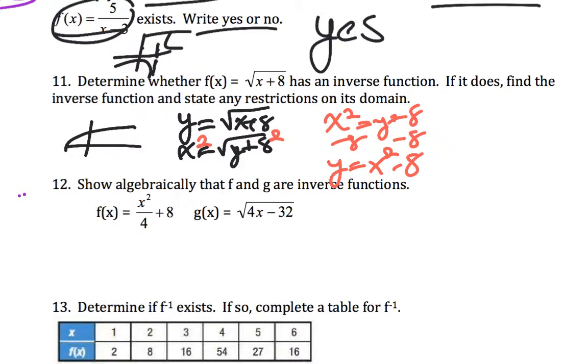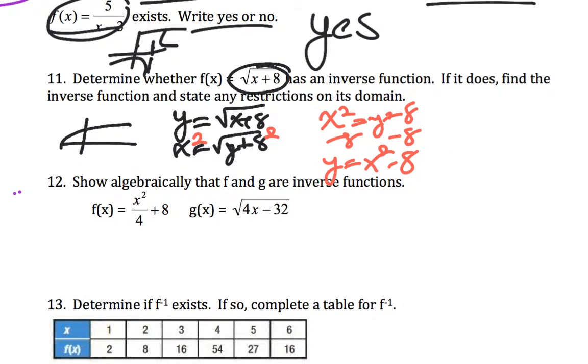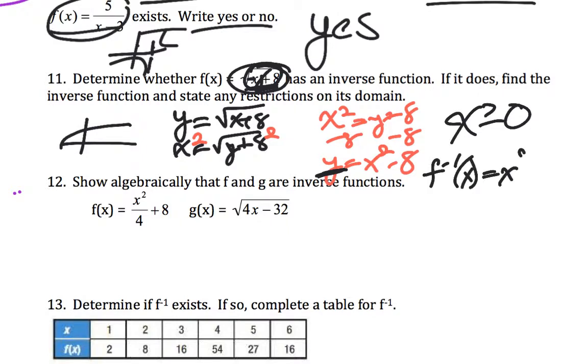And with that being said, I do have some restrictions because I have restrictions on my original one. And you can think of the restrictions: well, if this was a negative 8, which is the lowest it could go, that would be a 0. So for the inverse, it has to be that x is greater than or equal to 0. Now, the only thing I forgot to do, I need to change that back to inverse functional notation, x squared minus 8.